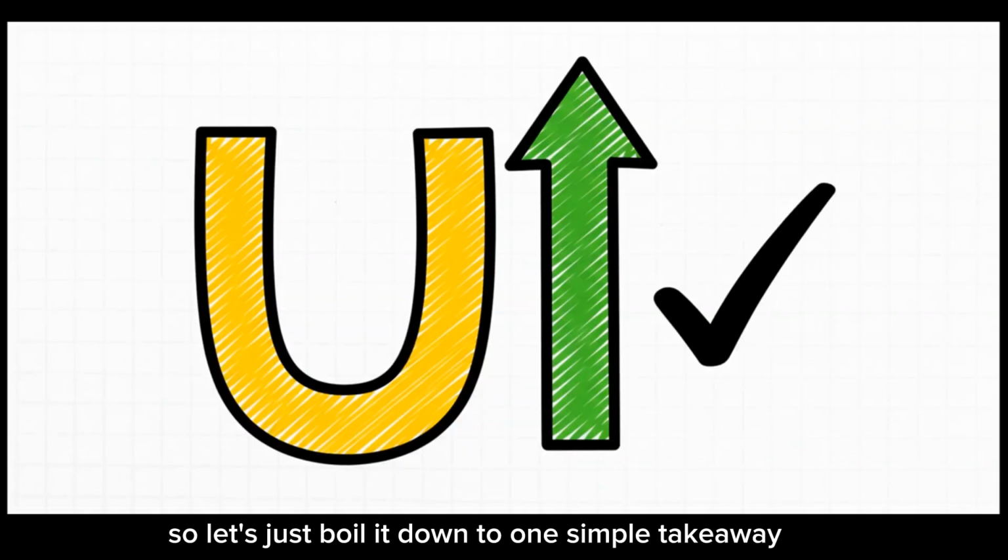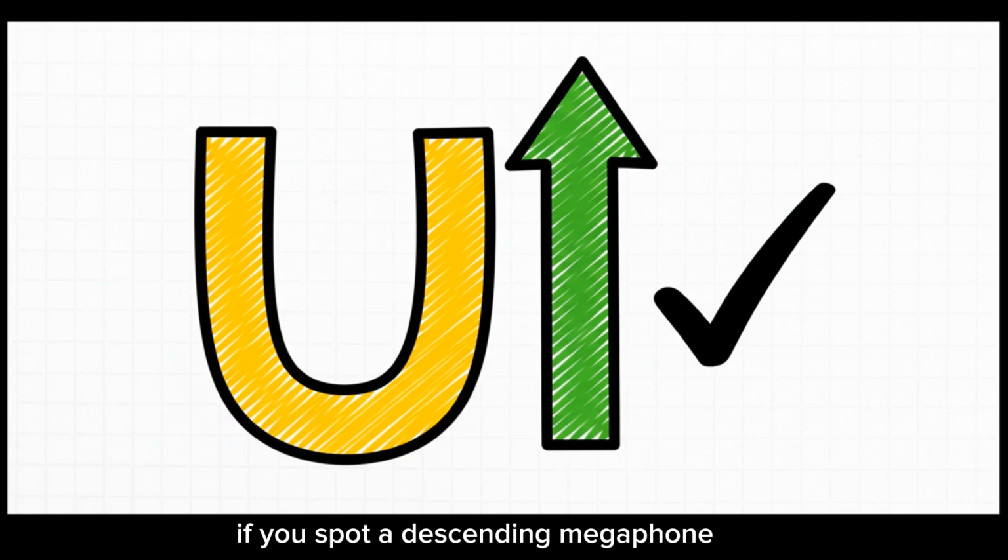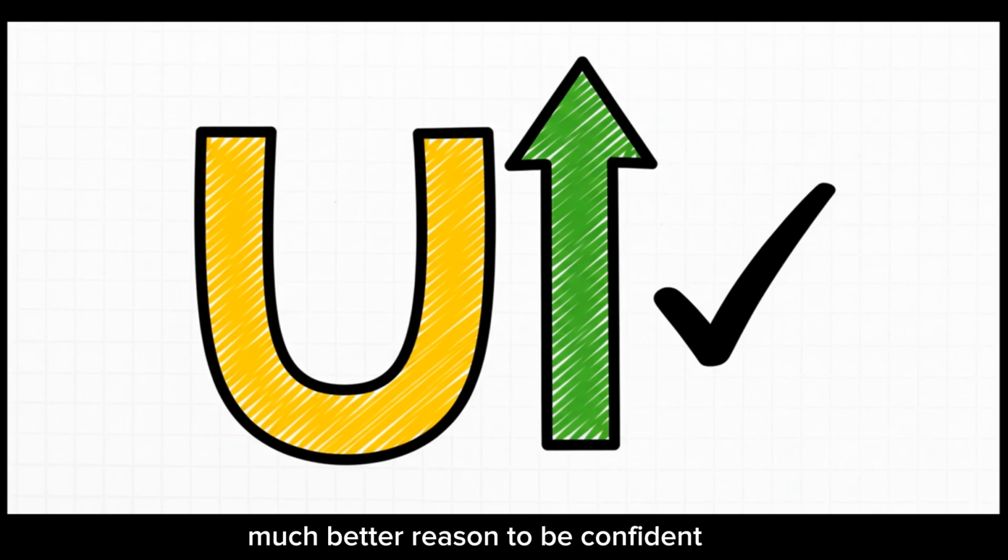So, let's boil it down to one simple takeaway. If you spot a descending megaphone and you're thinking it might pop to the upside, glance down at the volume. If you see that distinct U-shape forming, the data says you've got a much better reason to be confident.